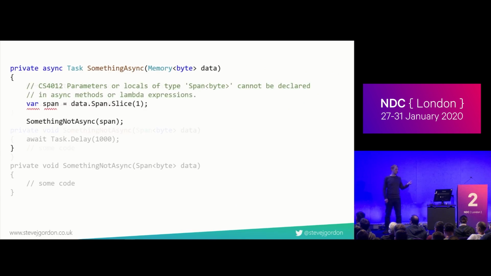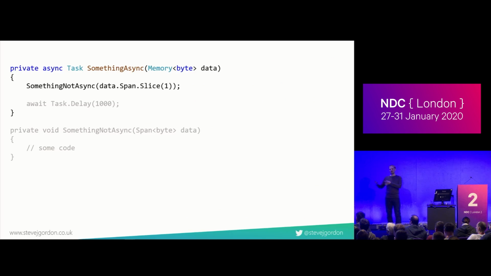So what you're going to then do is try and pass that span from the async method. Well, here we're also breaking the compiler rule. We're trying to create a local variable that is a span. It won't let us do that inside this async method. So the way we work around that is we make sure we just pass it directly into the method here, and the compiler's happy with this. It can figure it out and do the right thing under the hood for us.